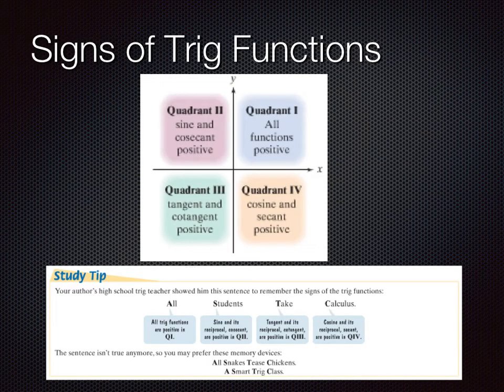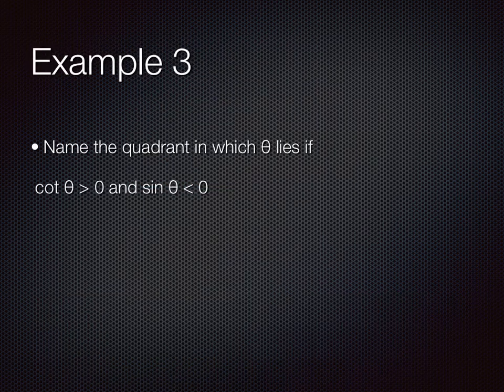All right, we talked about this before also, but remember the acronym to help you remember which of the original 3 trig functions are positive in each quadrant. The book gives you All Students Take Calculus. There's also All Snakes Tease Chickens. A smart trig class. All of them are the same acronym. They start in the top right and they work their way counterclockwise. So if you pair that with your unit circle and knowing where that angle falls, that will help you with your positive negative signs.